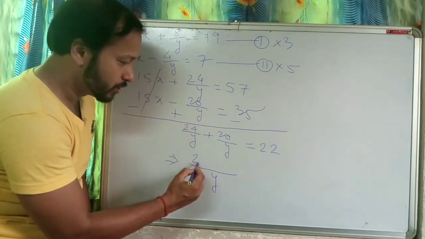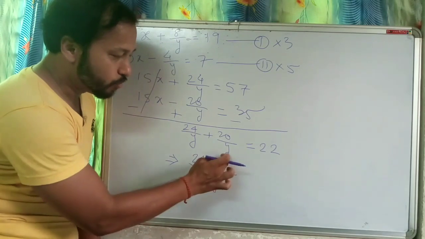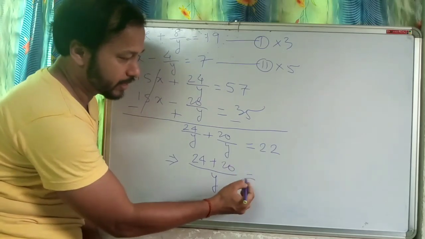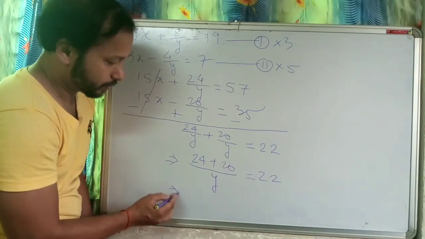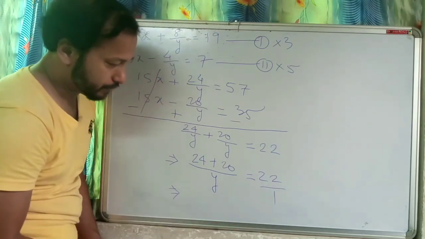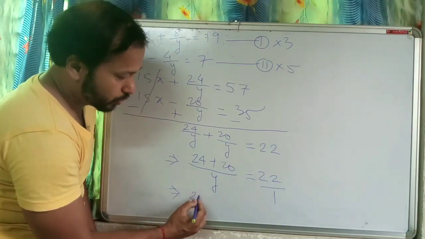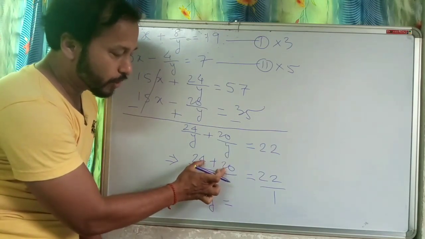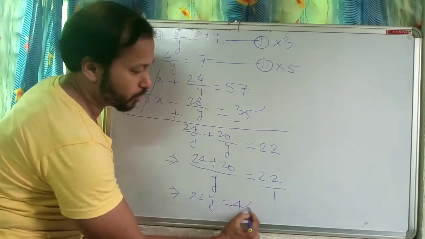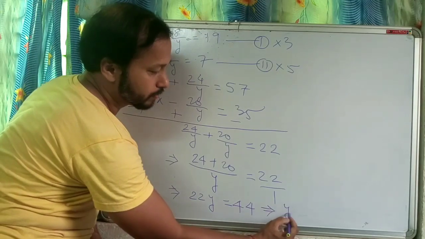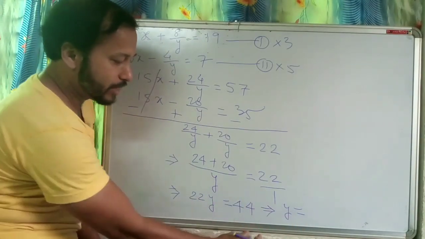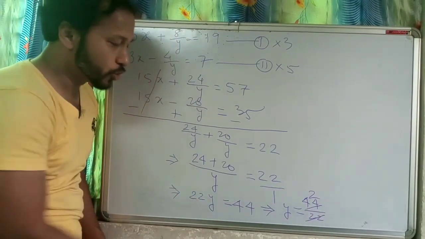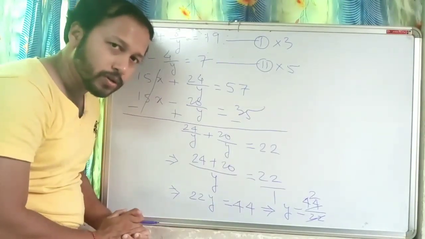1 into 24 plus, same way, you divide y by y, you will get 1 into 20. Now cross multiplication, y into 22, 22y equal to 24 plus 20, it's 44 into 1, that is 44. So y equal to 44 by 22, that is 2. So we got the value of y, that is 2.